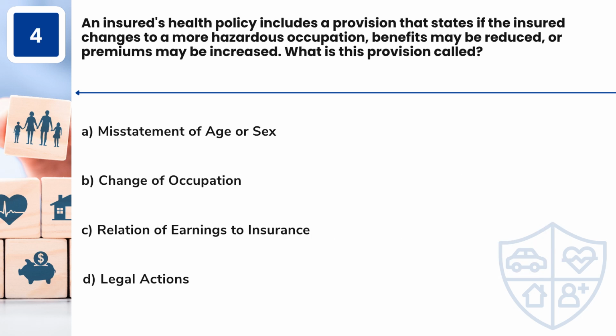Question 4. An insured's health policy includes a provision that states if the insured changes to a more hazardous occupation, benefits may be reduced, or premiums may be increased. What is this provision called? A. Misstatement of age or sex. B. Change of occupation. C. Relation of earnings to insurance. D. Legal actions.